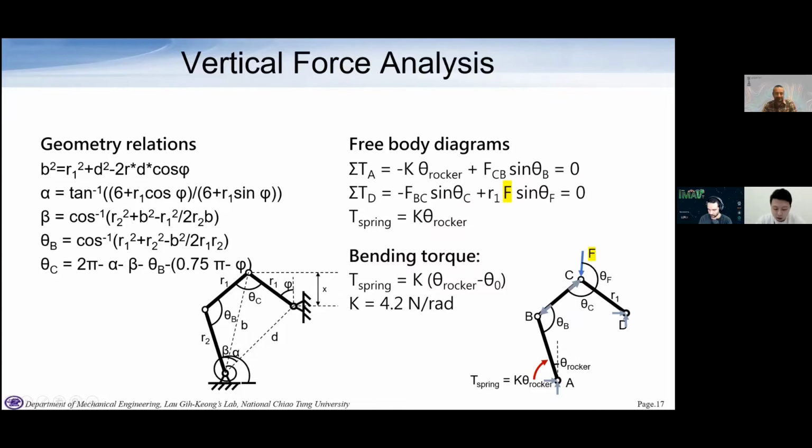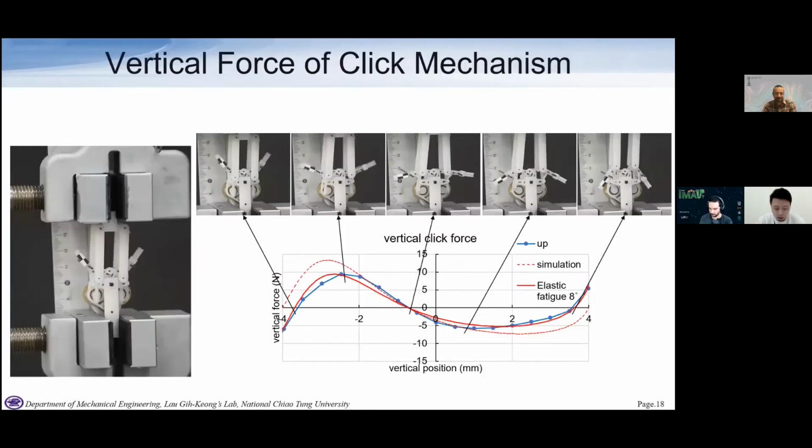Moreover, we assume that when the spring fatigues, its balance position moves outward. So we added a bias angle when calculating the spring force. And by this statics model, we plotted the vertical force and compared it with the tensile test result. We can see that with an 8 degree fatigue bias angle, the calculated vertical force almost coincides with the experimental result.